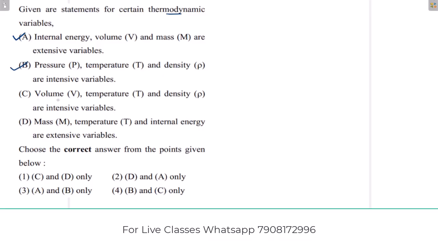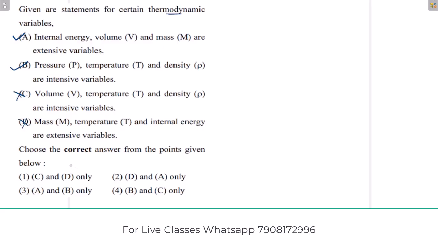Now C, volume, temperature and density are intensive variables. No, volume is not an intensive variable, volume is extensive, so C is not true. D, mass, temperature and internal energy are extensive variables. Mass is extensive but temperature is not, temperature is intensive, so D is not correct. So A and B are correct only.